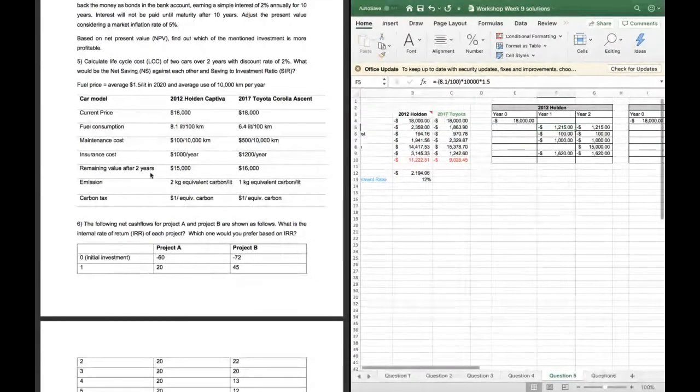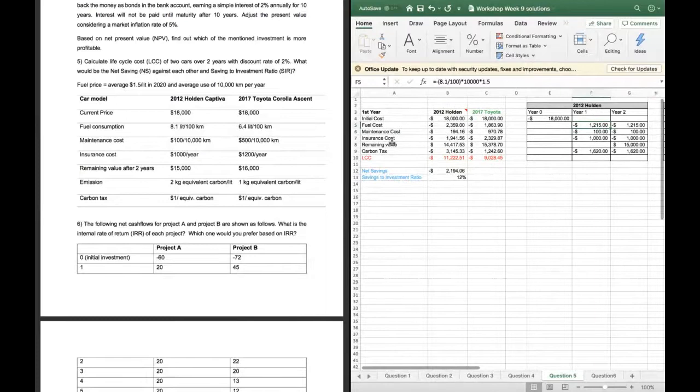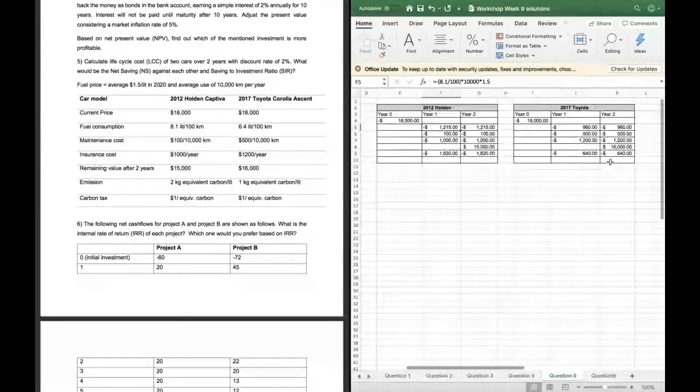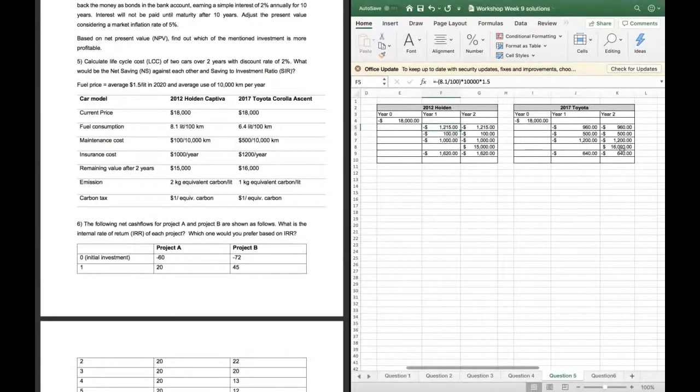All right, so what else do we have? Next is the salvage value at the end of 2 years. Now, this salvage value we are only going to get at the end of 2 years. So the remaining value or the salvage value here will be 0 because I'm not getting any salvage at the end of 1 year. We are getting 15,000 at the end of the second year for the first car model, and 16,000 at the end of the second year for the second car model, right?